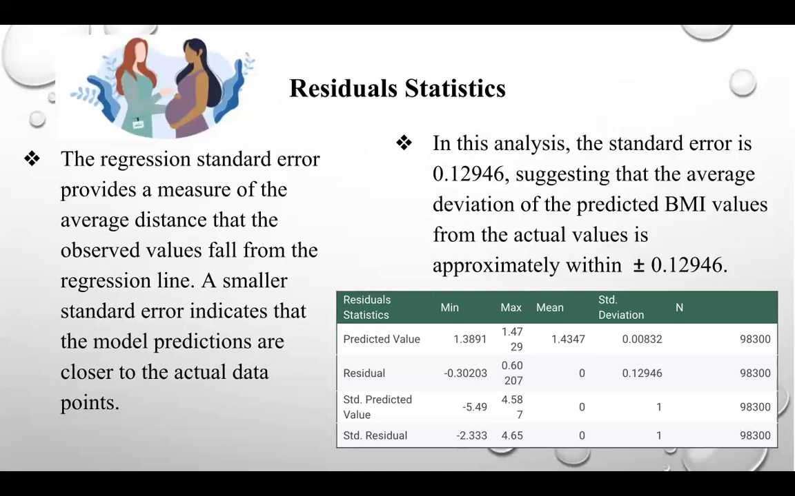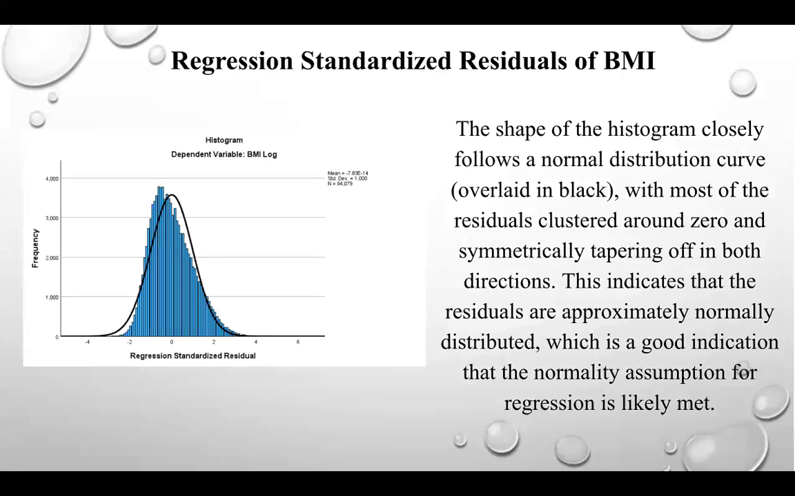And let's go to the regression standardized residuals of BMI slide. The residuals are the difference between the observed values and the values predicted by our model. As you can see, the shape of the histogram follows a bell-shaped normal distribution curve. Most of the residuals are clustered around 0, and they symmetrically taper off in both directions. This is an important indication that the residuals are approximately normally distributed, which is a key assumption for many types of regression analysis.